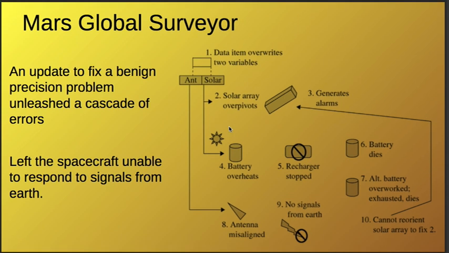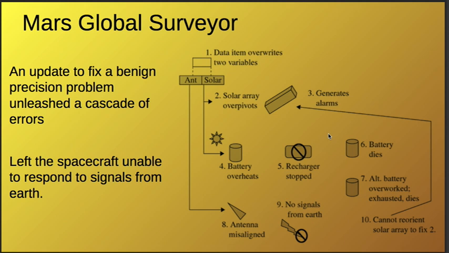So one example of a flaw is one that happened with the Mars Global Surveyor. There was an update to fix a relatively benign precision problem, and that unleashed a cascade of errors. What happened was there was a way to write things to two variables, antenna and solar. If you write to a data item and it overwrites the antenna and solar settings, then a whole sequence of events ended up with the spacecraft being unable to respond to any signals from Earth.